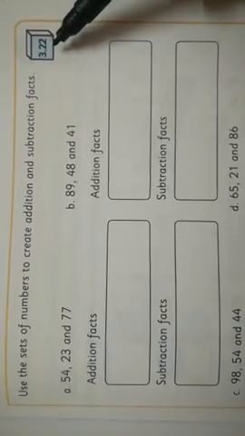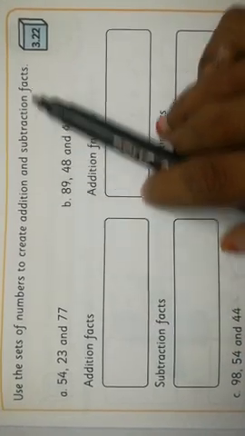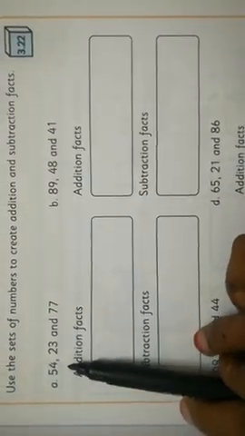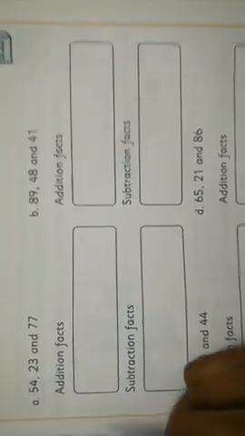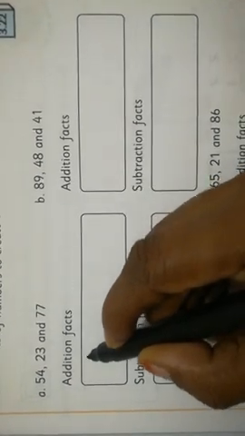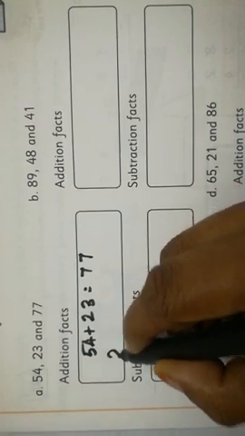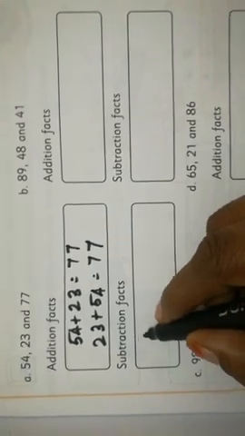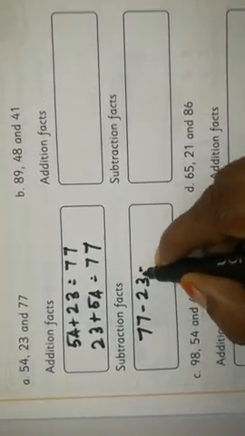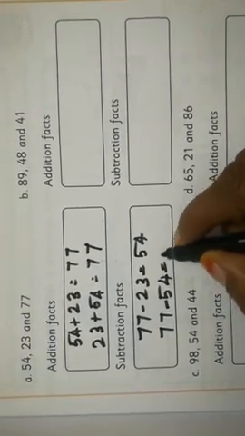Next, activity number 3.22 in your studio book, page number 81, children. Use the sets of numbers to create addition and subtraction facts, children. Option A, 54, 23 and 77. For the addition facts, we have to add the two smaller numbers. 54 plus 23, we are getting 77. We have to change these numbers. 23 plus 54 also we are getting 77. Then 77 minus 23 we are getting 54. 77 minus 54 we are getting 23.